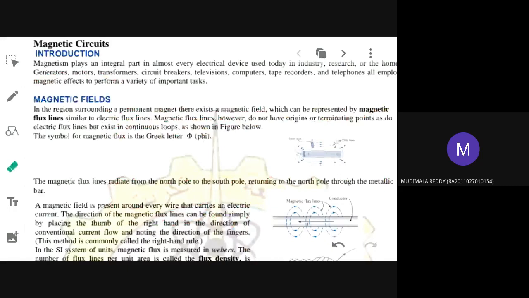Another way is also there. You have a coil and you give the coil a current supply. Will it generate a magnetic field or not? Is it possible? Yes, ma'am, it's possible. This will also create a magnetic field.